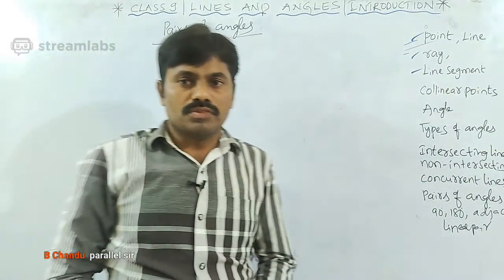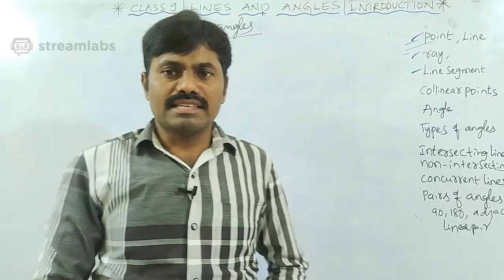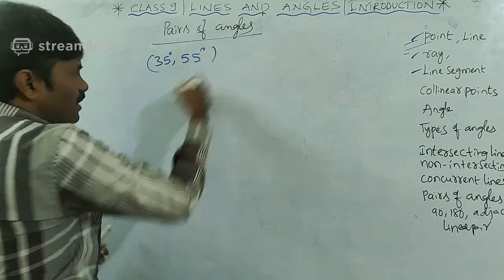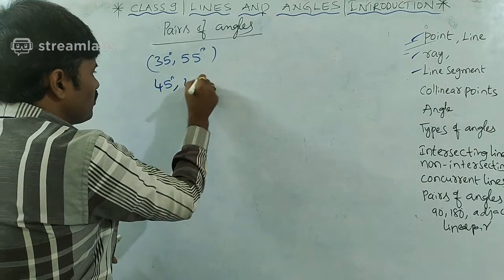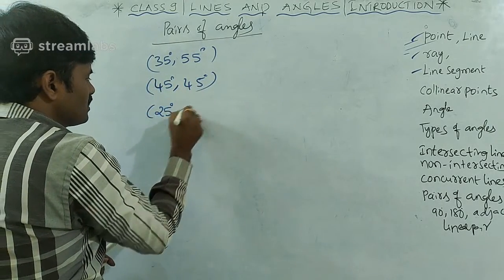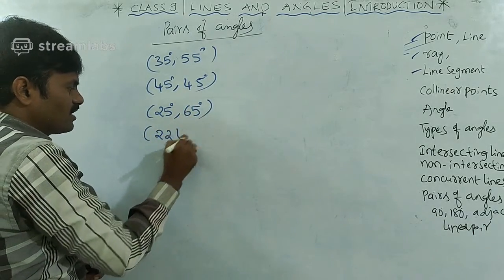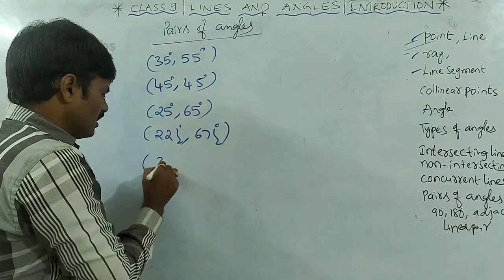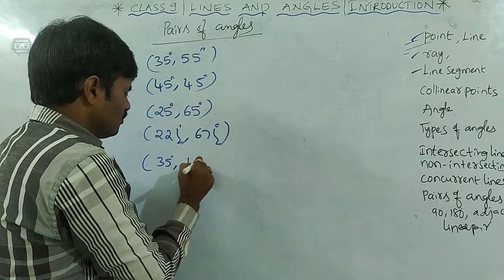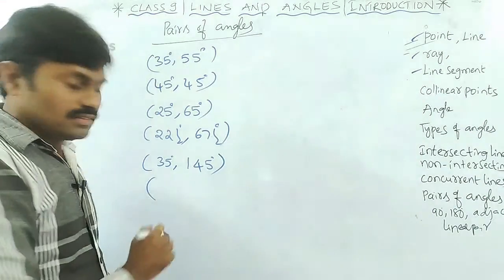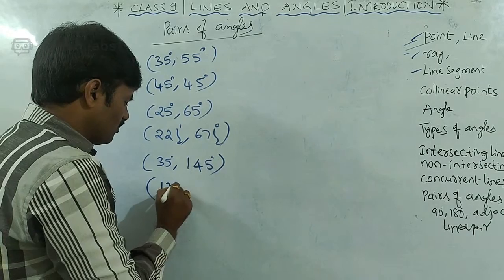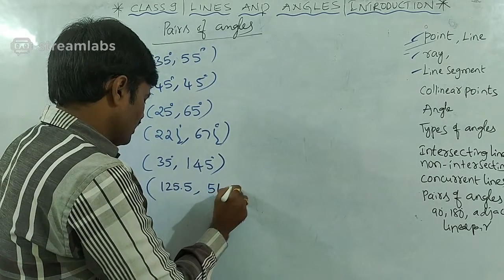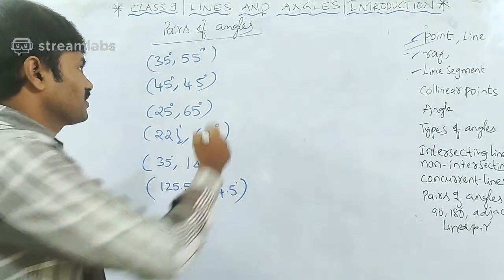Pair means 2. If we consider 2 angles whose sum is 90 degrees, for example, 35 degrees and 55 degrees, it is one pair. 45 degrees and again 45 degrees is another pair. 25 degrees, 65 degrees; 22.5 degrees, 67.5 degrees; 35 degrees, 145 degrees; 125.5 degrees, 54.5 degrees. So what do you call these pairs?